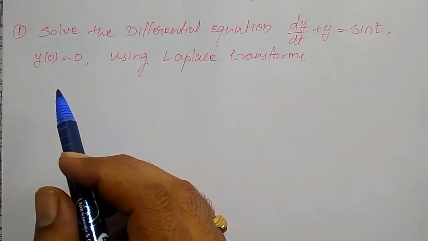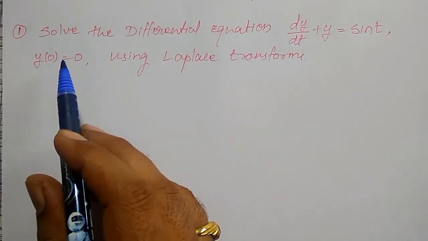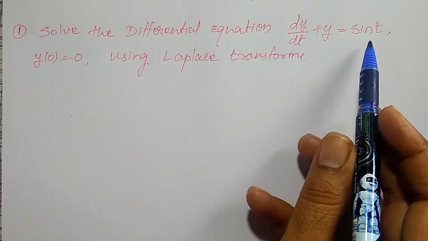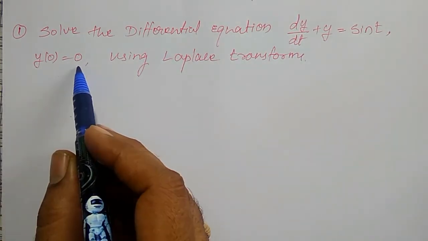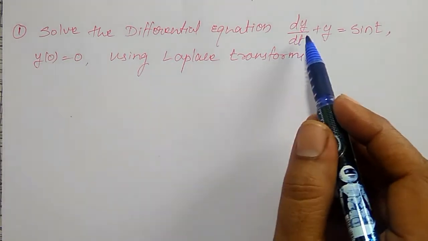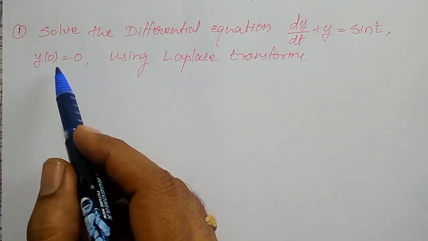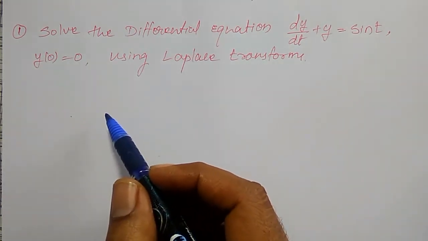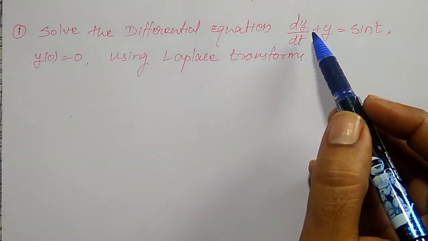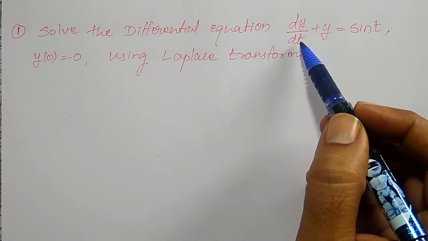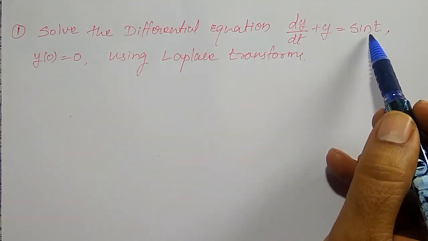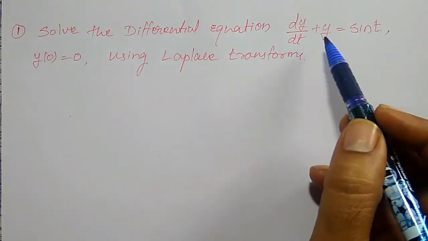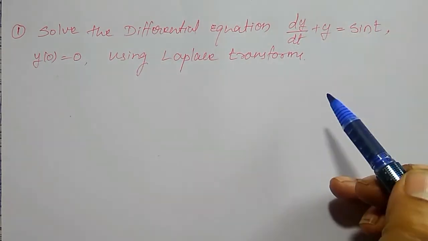My problem is: solve the differential equation dy by dt plus y equal to sin t, y of 0 equal to 0. Here it is a first order differential equation and the initial value condition is also given. Using the Laplace transform I have to solve this. Here we can observe dy by dt and sin t, therefore y is the dependent variable and t is the independent variable. y is a function of t here.